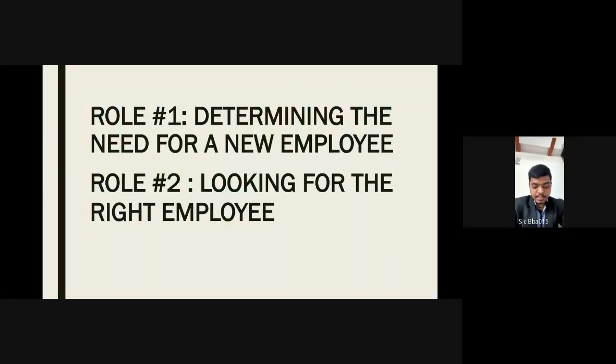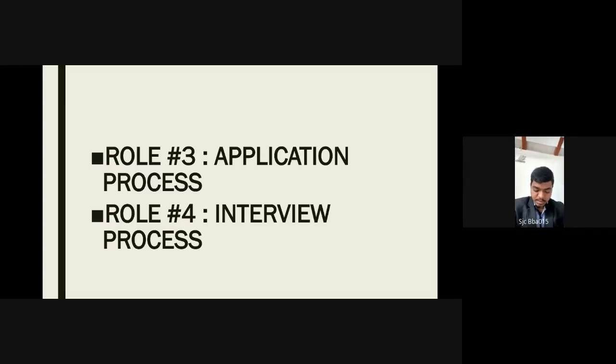Role 3, application process: receives a complete application form, receives a cover letter asking for an interview, and resumes listing experience, education, interest, abilities, etc. So role 4, interview process. The interview is conducted by the HR manager and the relevant department manager, who ask questions to determine the applicant's personality, work habits, values, interest. There may be many rounds of interviews, and reference checks are conducted.